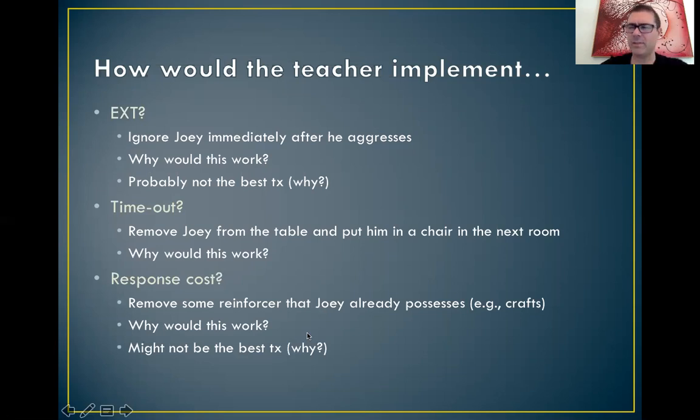Yeah, so this is all I had for today. So it's a little shorter lecture. Questions about extinction, timeout, or response cost, or anything about the parameters of using response cost? What I'll do, if there are no questions, is stop the recording. I'll stay here for a few more minutes in case you guys have any other questions for me.